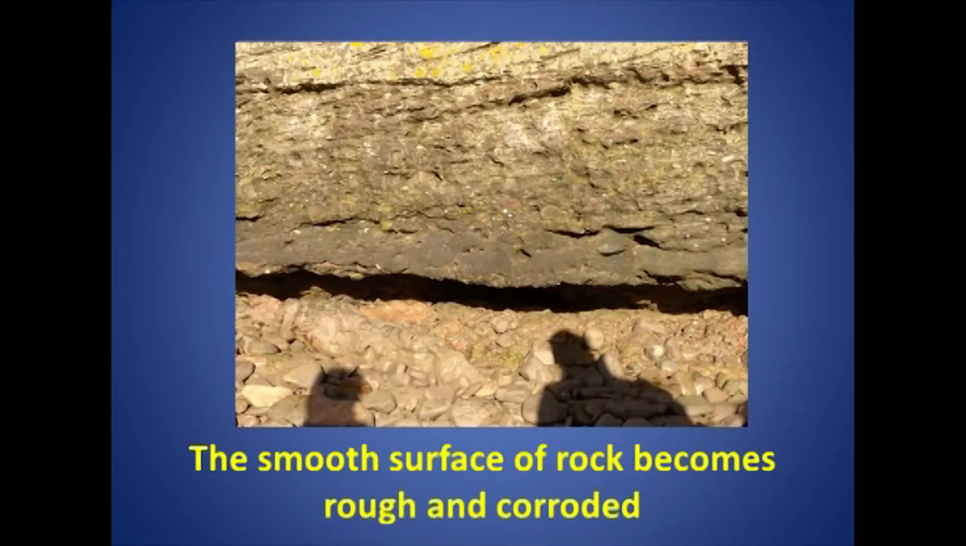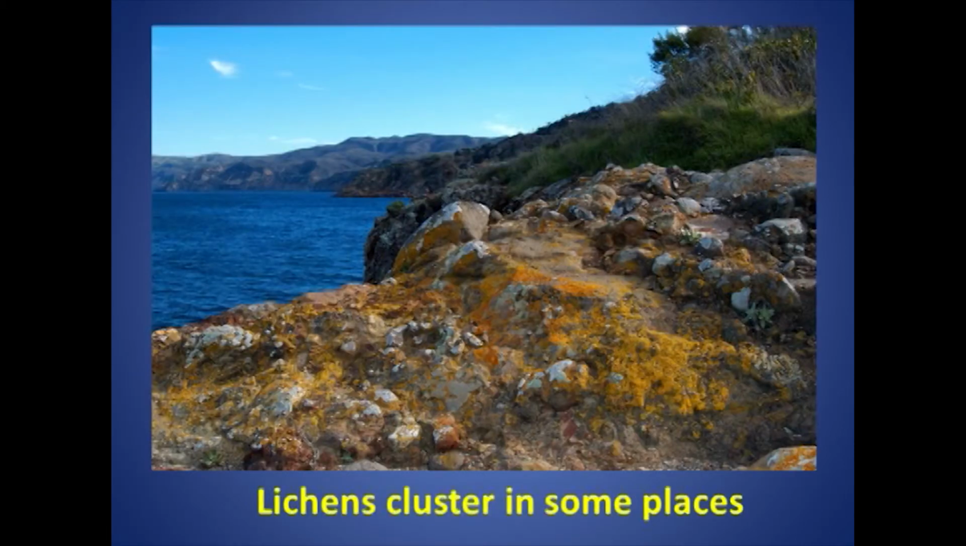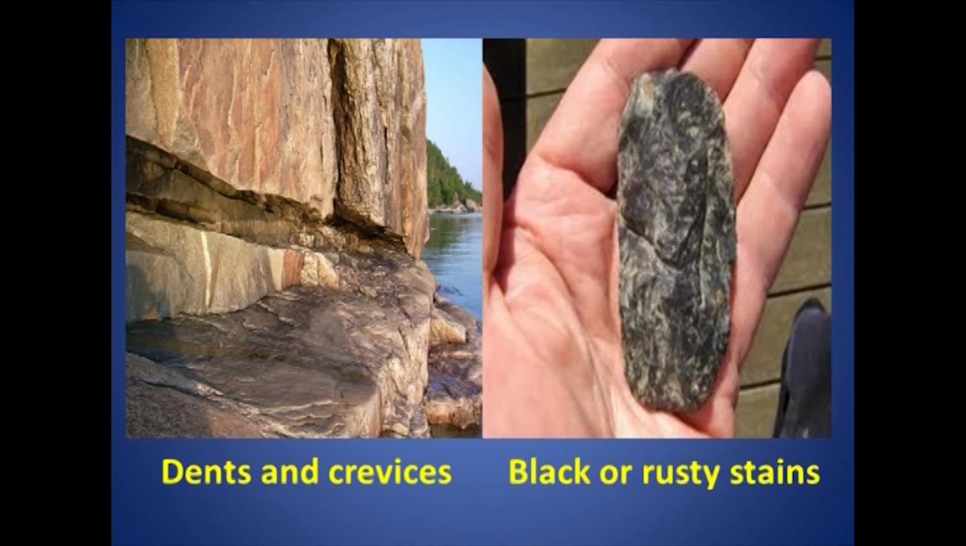The initial cracks expand, and their number progressively increases. Small and large fragments fall away from the corners and edges and pile up at the base or roll down the slopes, forming talus deposits. The smooth surface of rock becomes rough and corroded. Lichens cluster in some places, dense, and crevices appear at others, and elsewhere we see black or rusty stains.